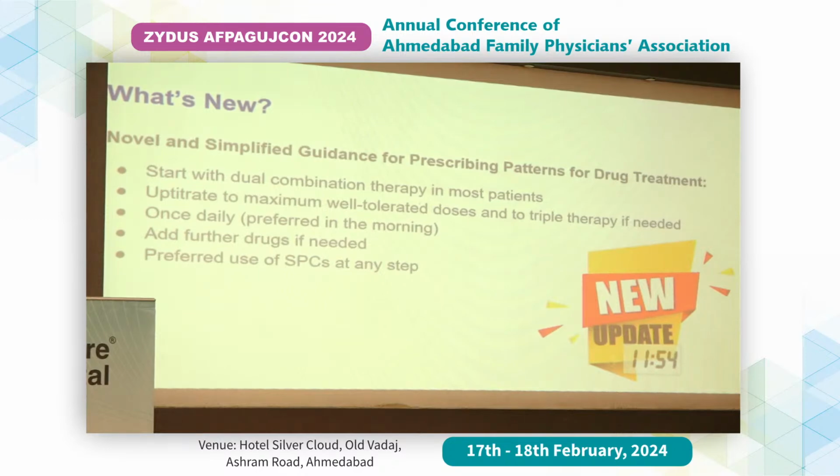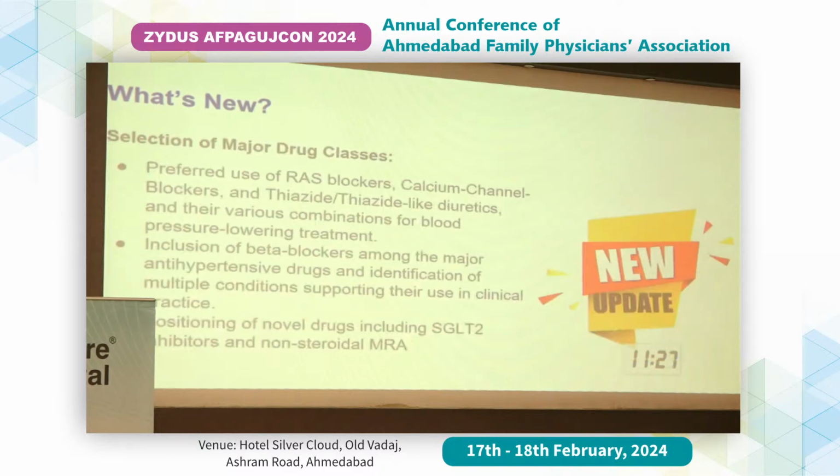to the maximum possible tolerated dose, which gives cardio safety, because now the cardiac or vascular safety is more important as compared to just achieving our numbers in the patients. Then preferably a once daily dose is an ideal thing, but we can increase the numbers if blood pressure is not controlled, and add a drug only if needed, and we need to prefer the use of a single preferred combination medication.